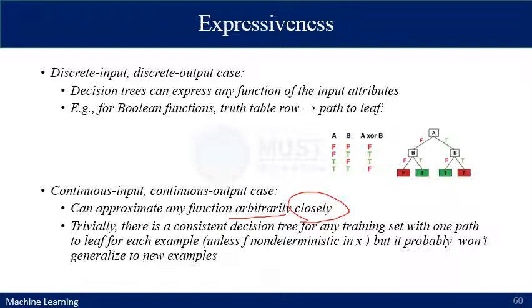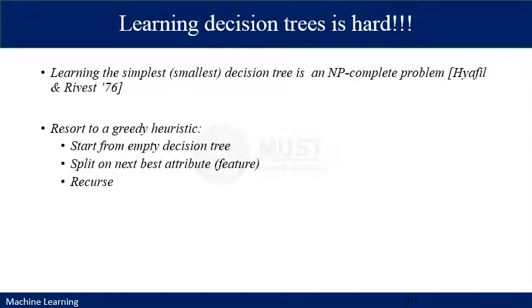Trivially, there is a consistent decision tree for any training set, with one path to a leaf for each example, unless the function is non-deterministic in the example, but it probably won't generalize to new examples accurately. Therefore, learning decision trees is quite hard. Learning the simplest, even the smallest, decision tree is an NP-complete problem.